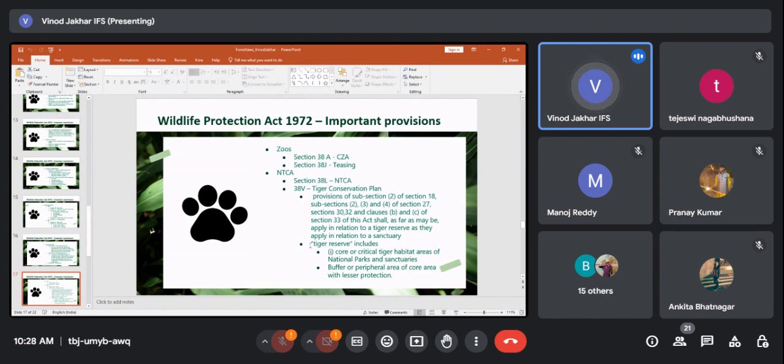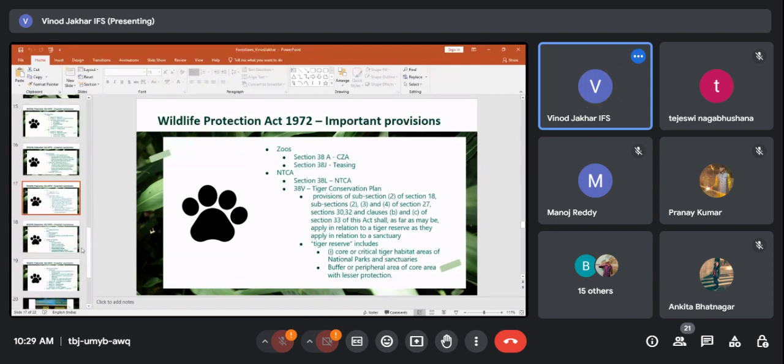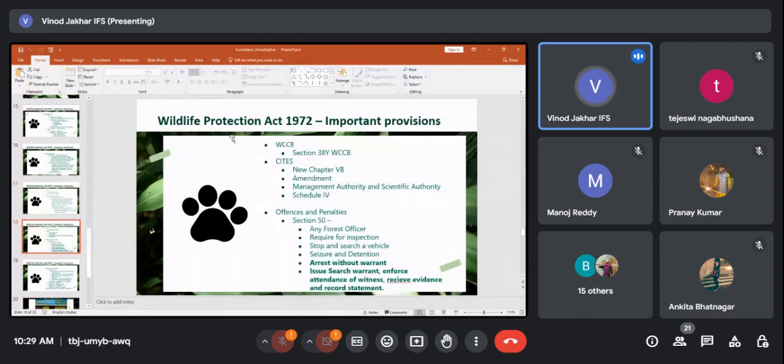And then another thing which is defined in this section is the core and buffer. You keep hearing about the tiger reserve's core. You cannot do this in core, you cannot do that in core. What is core? What is buffer? So where is it defined? It is defined here. Core or critical tiger habitat has a detailed definition, and then the buffer or the peripheral area of the core is designated as the buffer. And the provisions are the same for core and buffer. All these provisions apply. If it is a tiger reserve, it has the highest level of protection.